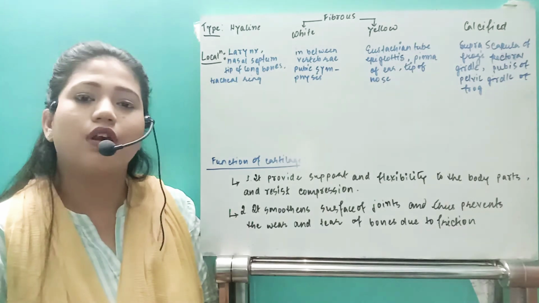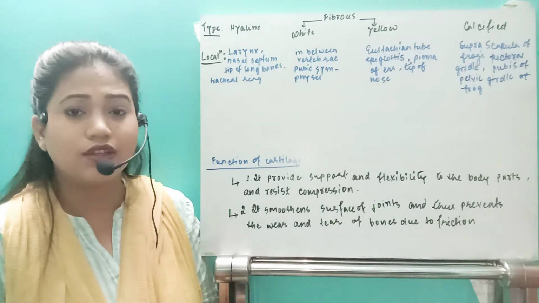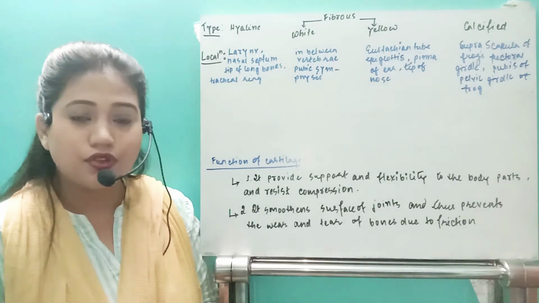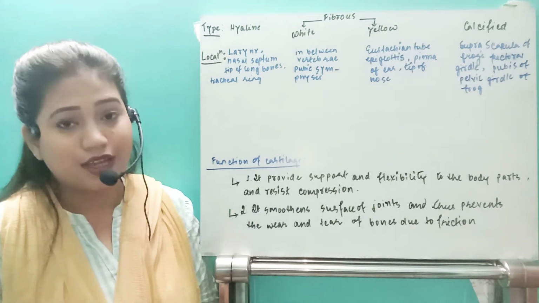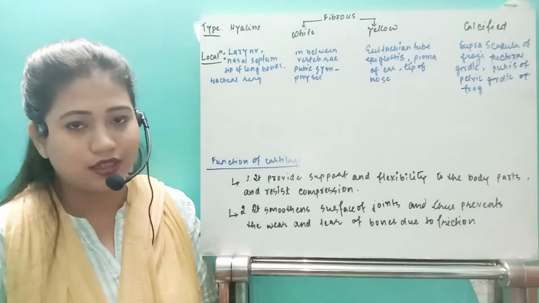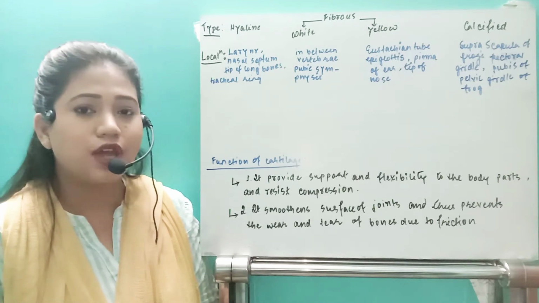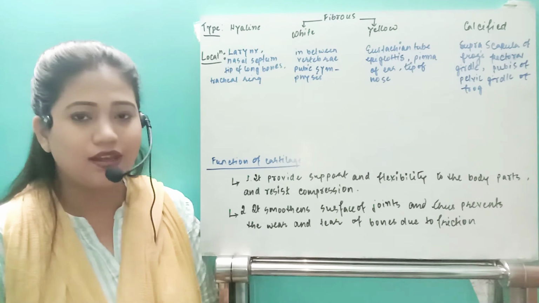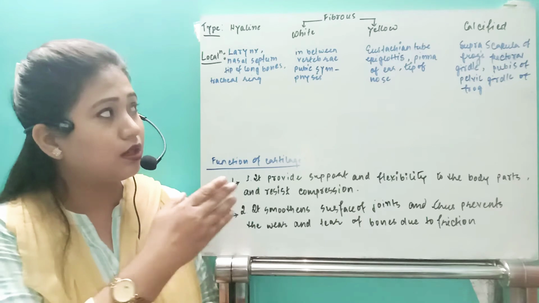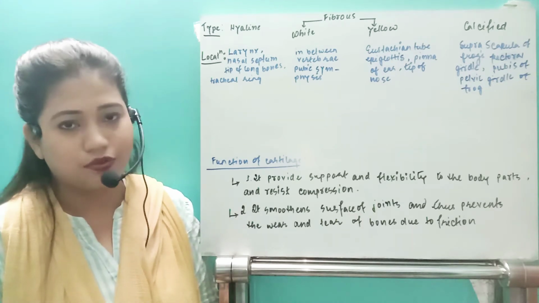In the bodies of different organisms, basically we are discussing the vertebrates. In the vertebrates, the cartilages are of three types. First one is hyaline cartilage, second one is fibrous cartilage, and the third type is calcified cartilage. In the human body, we have only two types of cartilages: one is hyaline and the second one is fibrous cartilage. The third type, calcified cartilage, is basically present in the frog's body.